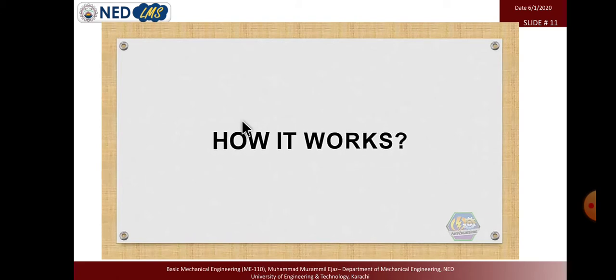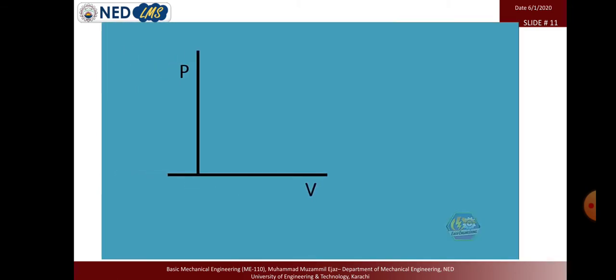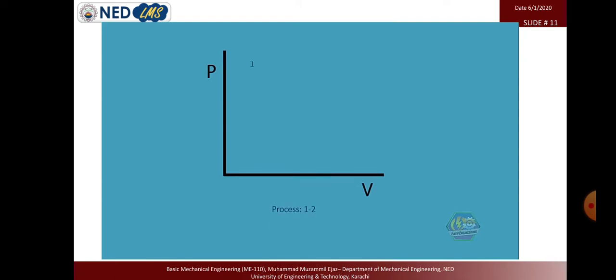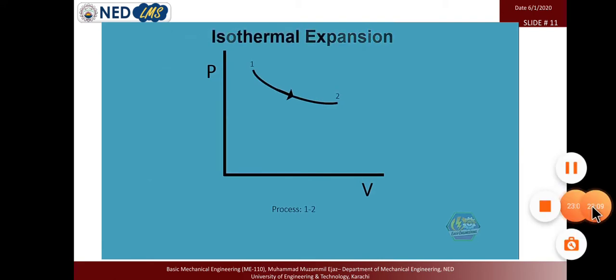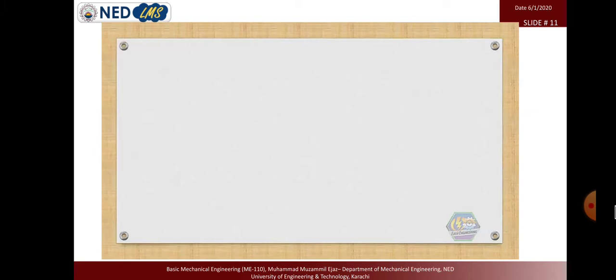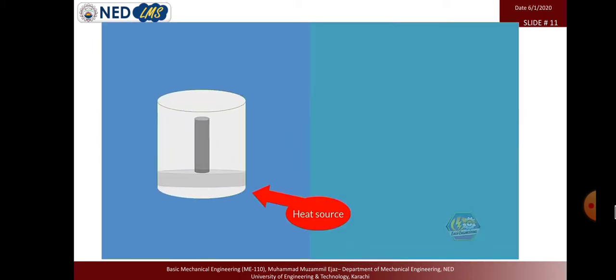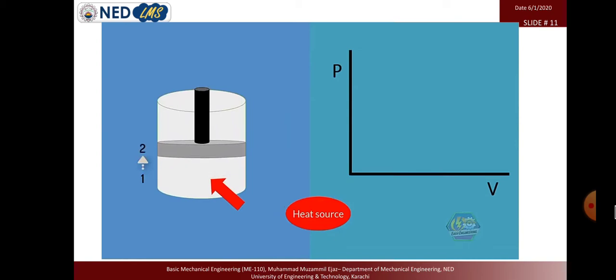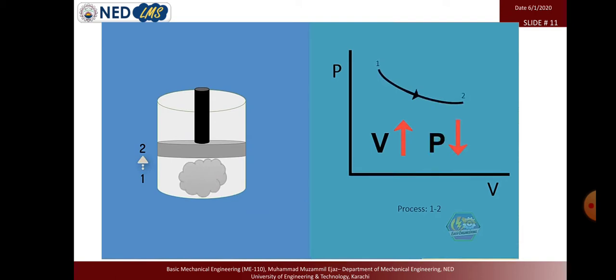Now, let's discuss how this interesting cycle works by exploring its 4 reversible processes. So now, for the first process, process 1 to 2. This process is called isothermal expansion. Isothermal in thermodynamics means no change in temperature, or in other words, temperature is constant within this process. So what happens here is that the heat energy from the heat source is transferred into the ideal gas. As a result, the gas expands, which then increases the volume and decreases the pressure.